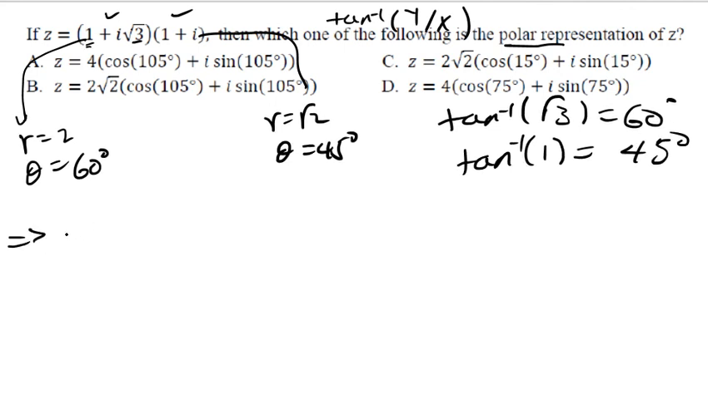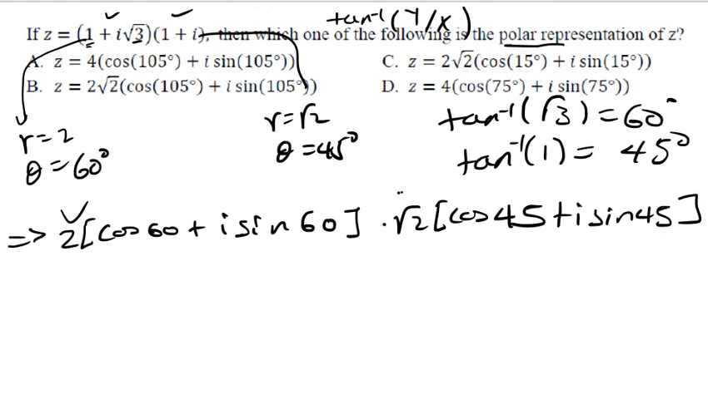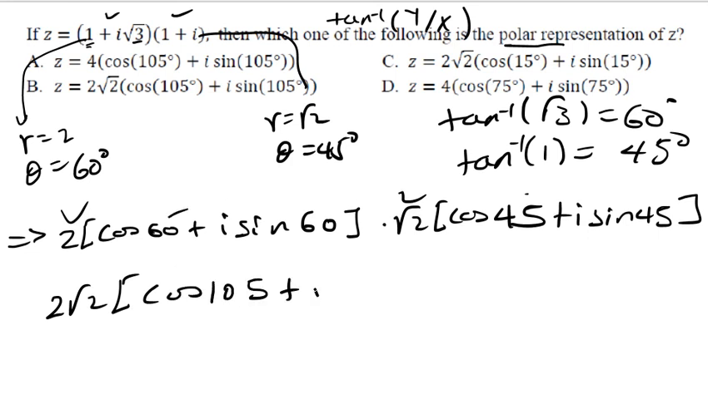Therefore, the product will be, the first complex number is 2 times cosine of 60 plus i sine 60, times the second part, which is radical 2 times cosine of 45 plus i sine 45. Therefore, when you multiply, we will multiply the modulus part, that means the r, 2 root 2. Then we will add the angle. Cosine of 60 plus 45 will be 105 plus i sine 105. That's going to be the answer, which is found at B.